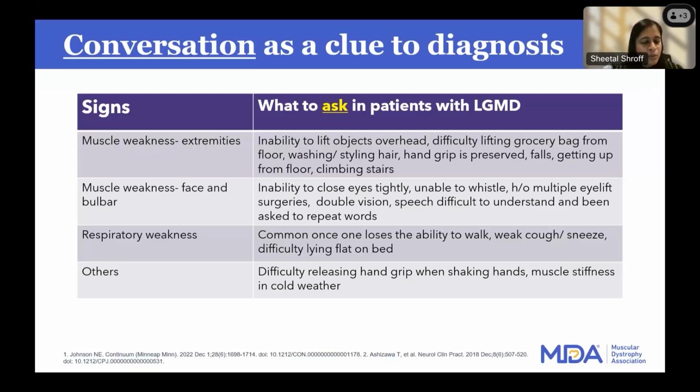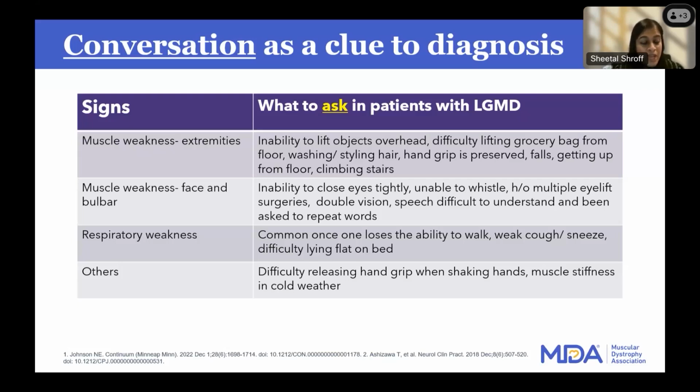Climbing stairs. So difficulty climbing stairs, going up, and some patients might say getting down the stairs is difficult. That's more with the hamstring or the back of the thigh weakness. So these are all some questions we can ask to tease out, or get a little bit more history about the muscle weakness in extremities.